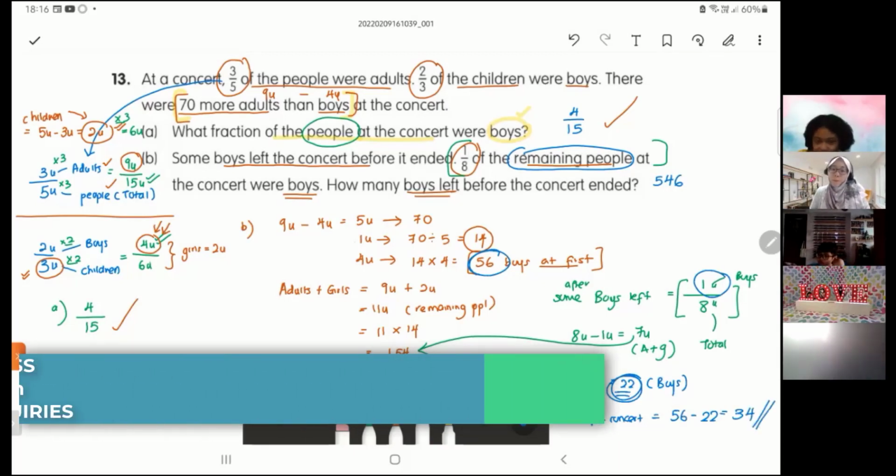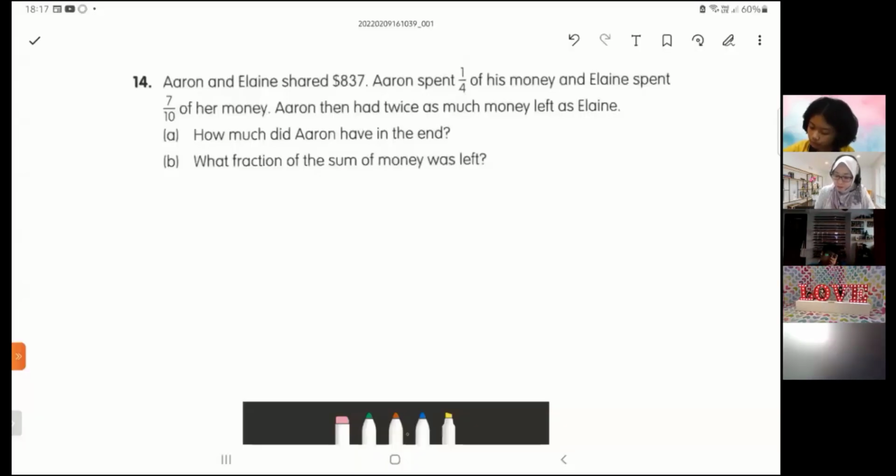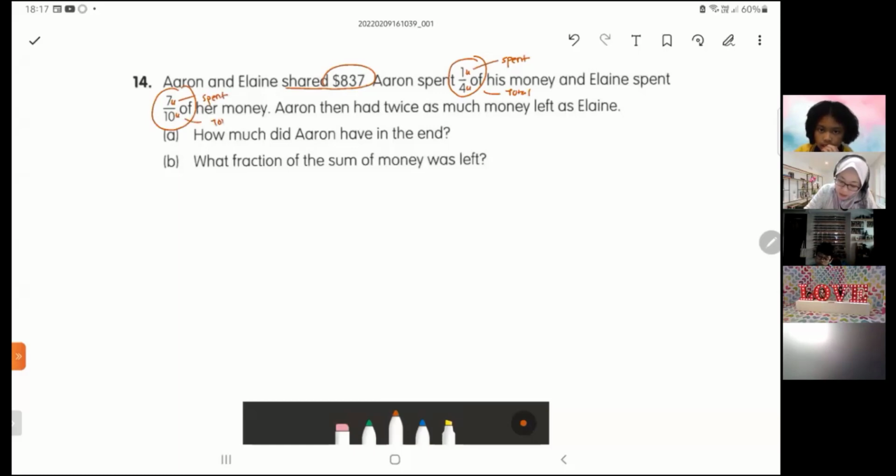Understand? Okay. So Aaron and Elaine shared a total of this much. Aaron spent 1/4 of his money, so I know this is a unit, this is a unit. Elaine spent 7/10 of her money. When I say spent, it means this is spent. This is the total money.